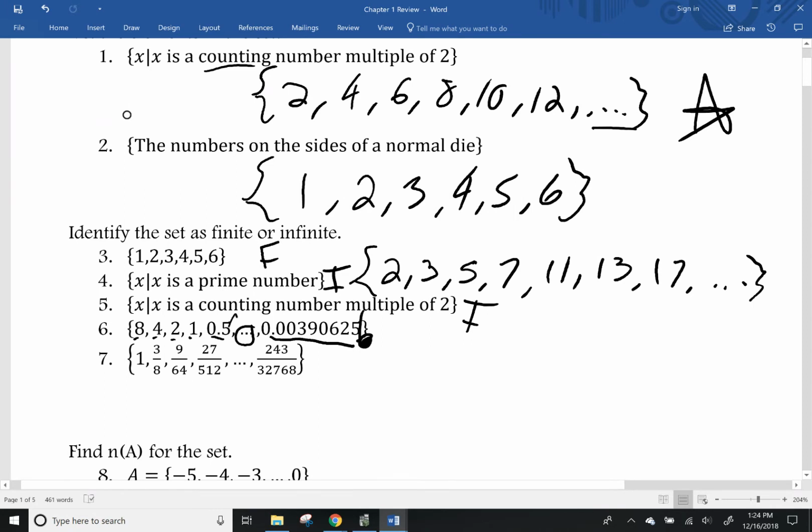I don't necessarily know exactly how many are in this missing gap here, but this number indicates that there is an ending point. And if there's an ending point, then it can't be infinite, right? It can't go on forever if it ends. So that's finite. And then same thing in number 7, you can see 1, 3/8, 9/64, 27/512. I have a gap here in the middle, but I do have an end point. So this fraction here is at the very end of my set. So it doesn't go on forever. So that is just going to be finite as well.